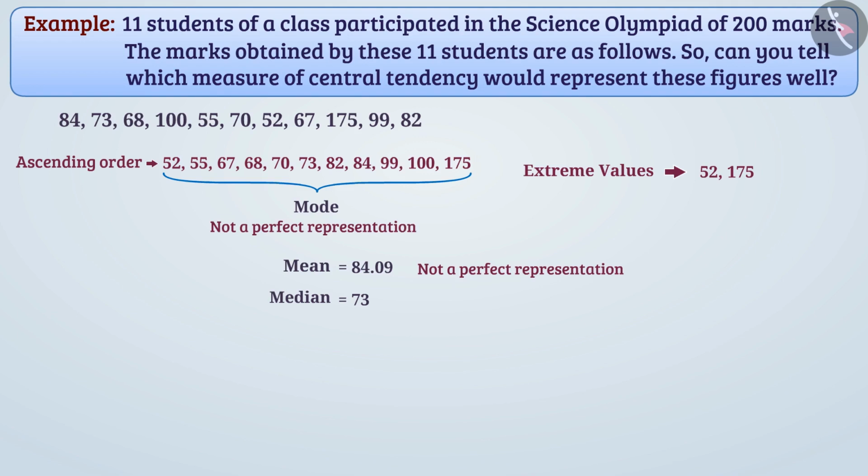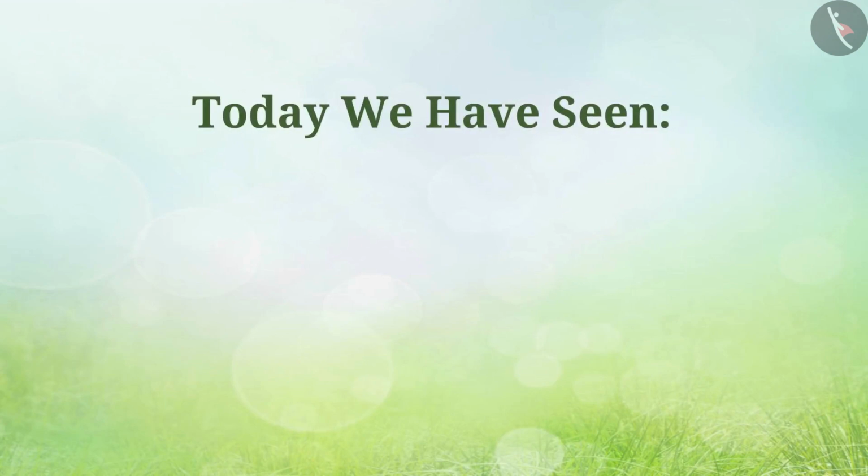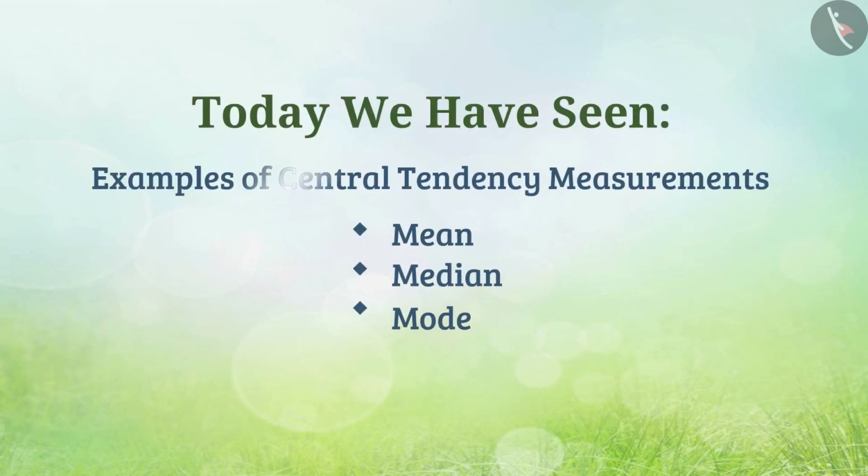Now, if we talk about the median, the value of the median is 73. Here, the number 73 is more effectively representing the marks obtained by the students, and the extreme value of 175 is not having much effect. Hence, the median 73 is the best representation of this group. So today we have seen examples of central tendency measurements: mean, median, and mode.